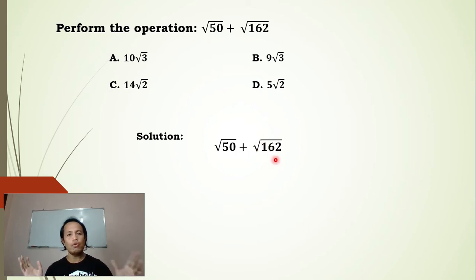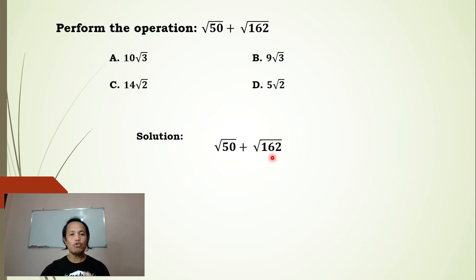So how do we add radicals? In adding radicals, we have to remember that we cannot add radicals if they do not have the same radicand. When we say radicand, these are the quantities or the values under the radical symbol. So in this case, we have 50 as the radicand and 162 as the radicand. So obviously, in this example, the radicands are dissimilar. So meaning, we cannot add square root of 50 plus the square root of 162.